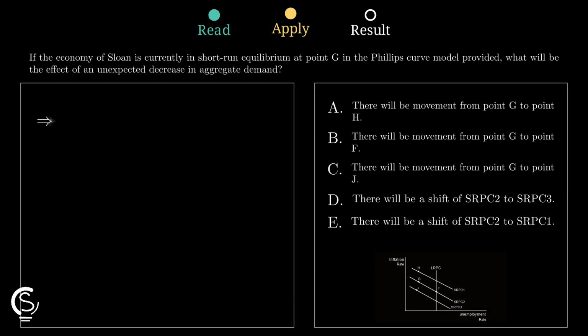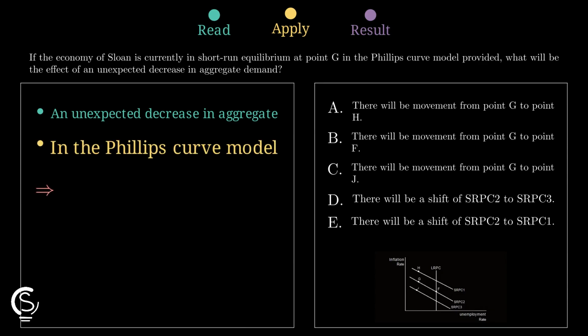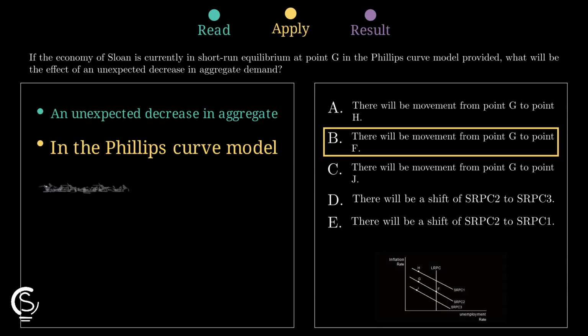In the Phillips curve model, lower aggregate demand does not shift the short-run Phillips curve right away. Instead, the economy moves along the existing curve toward lower inflation and higher unemployment. Starting at point G on that short-run Phillips curve, move to the point with higher unemployment and lower inflation.